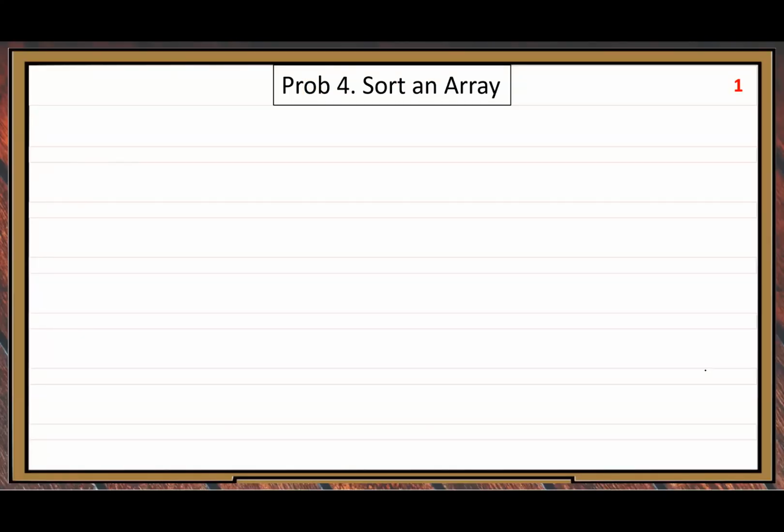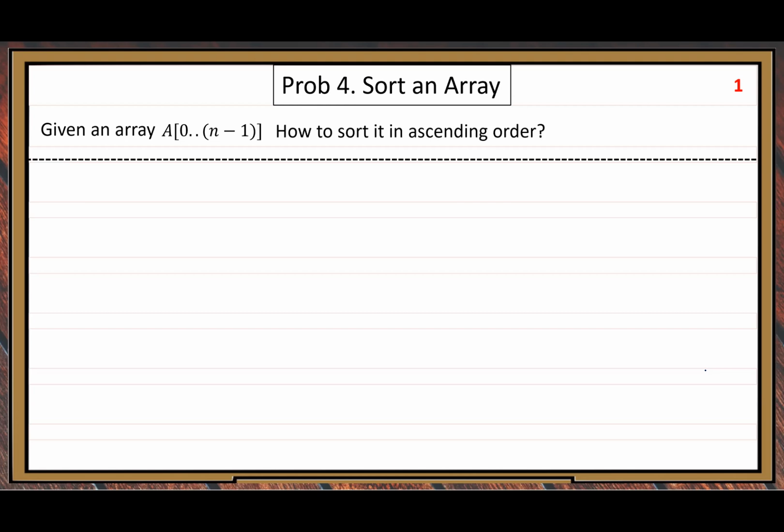Our problem number 4, sort. Let me give you the question first. Pretty simple. Given an array, still our usual representation, capital A, with indices from 0 through n-1, n elements. What do we need to do? How to sort it in ascending order.